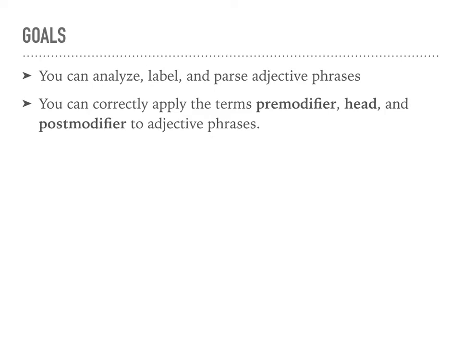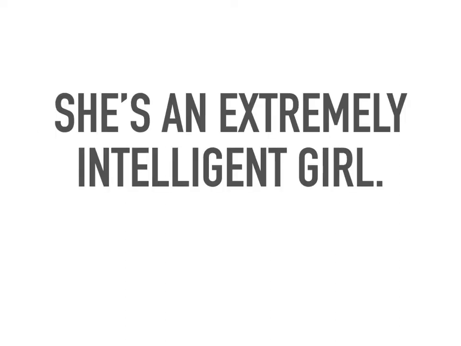So the goal of this mini lecture is that you'll be able to analyze, label, and parse adjective phrases, and most importantly, you're going to know what the terms pre-modifier, head, and post-modifier mean when we talk about adjective phrases. So we're going to start off with one sentence, and that sentence is, she's an extremely intelligent girl.